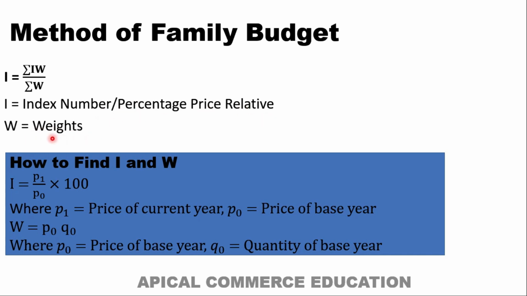Now, if in the question they have given you the value of I and W, you can directly substitute the values in this formula. But if they are not given the values of I and W, then we need to find the values. So how to find I and W? I is equal to P1 upon P0 into 100, where P1 stands for price of current year and P0 stands for price of base year, whereas W is equal to P0 into Q0, where P0 stands for price of base year and Q0 stands for quantity of base year.